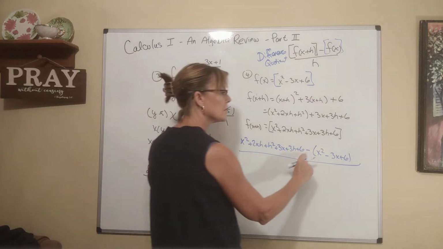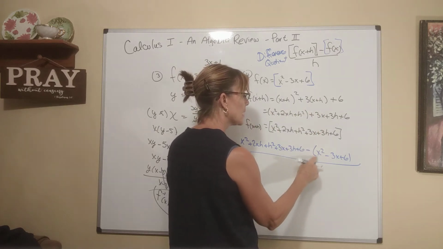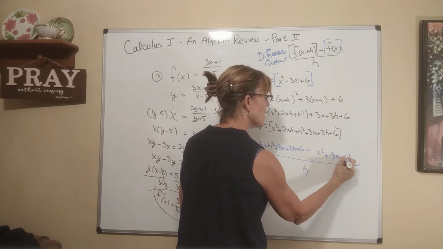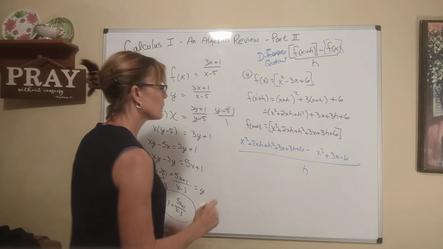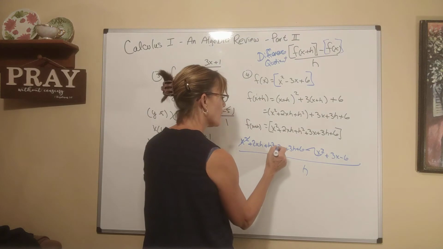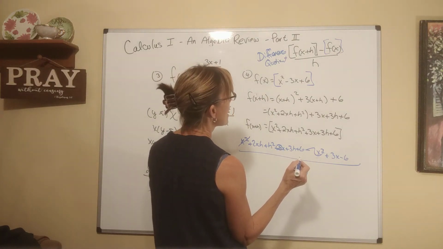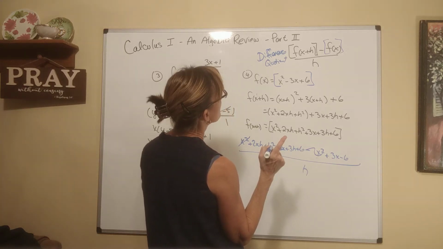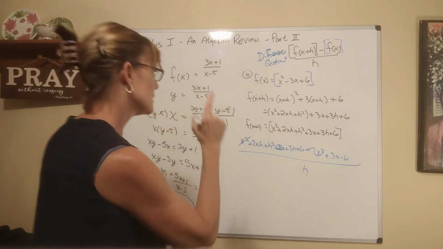So let's distribute this negative to all of the terms in f of x. That's really important. This becomes a negative x squared. This is a positive, and this becomes a negative 6. Then we can collect like terms in the numerator. We have an x squared minus x squared, which will sum to 0. We have a positive 3x, oops, and did I mess this up somehow? I did. Let's see, what did I do wrong?